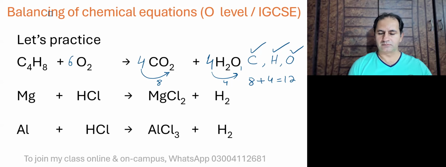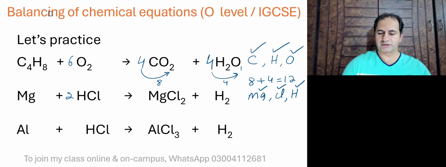In the next equation, Mg, Cl, and H. If you see, magnesium is already balanced on both sides of the equation because it is 1, 1 on both sides of the arrow. And now chlorine. Chlorine is 1 on the left side, while it's 2 on the right side. So I need to put 2 in front of HCl. So chlorine is balanced. And when we balanced chlorine, hydrogen is automatically balanced.